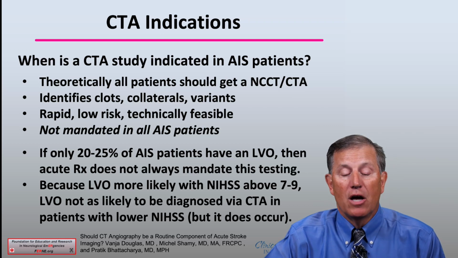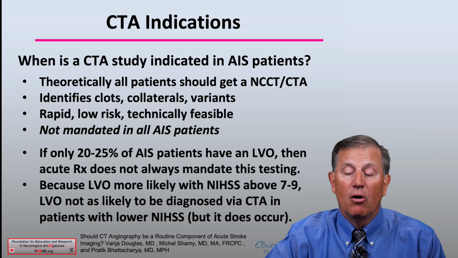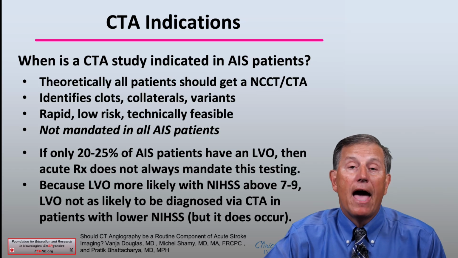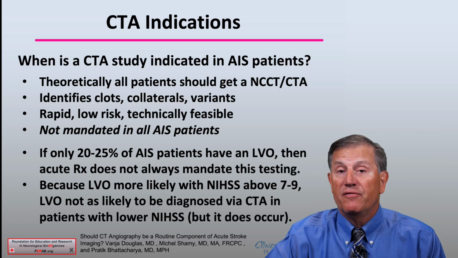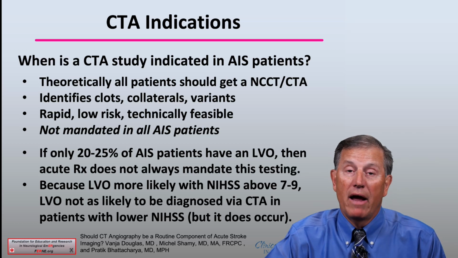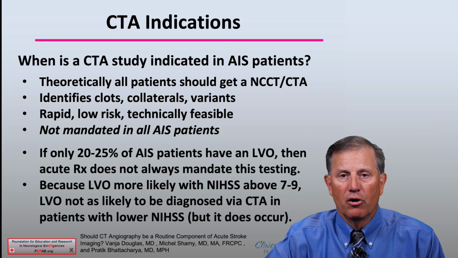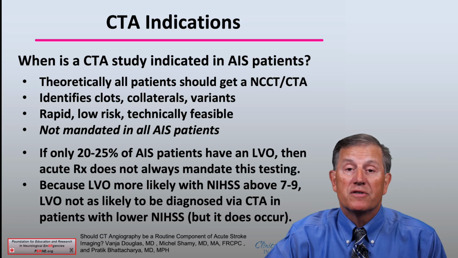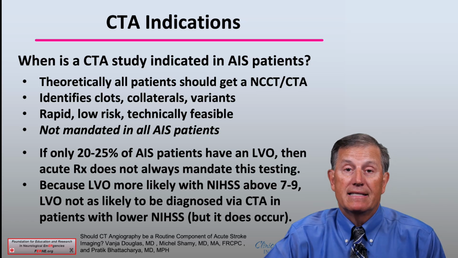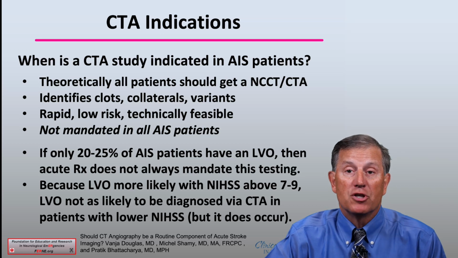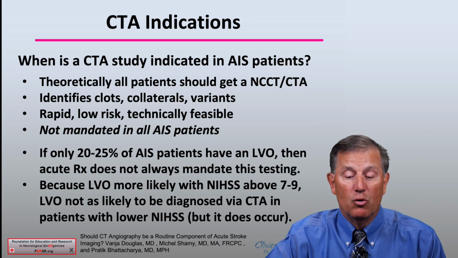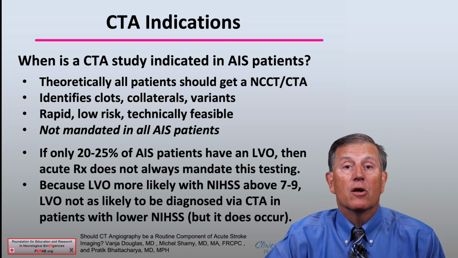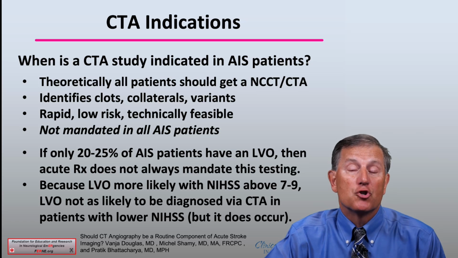And because an LVO is more likely with an NIH stroke scale above 7 to 9, LVO is not as likely to be diagnosed via CTA in patients with a lower NIH stroke scale, although it does occur on some occasions. The point is, because there are not LVOs in all patients who present with stroke, it is not necessary that this test be done in all patients, even though it is preferred that this diagnostic test be utilized. Also, we know that in low NIH stroke scale or mild strokes, an LVO isn't always present.